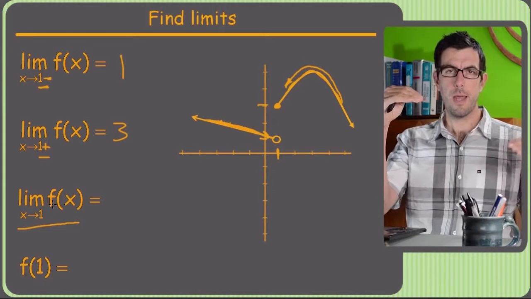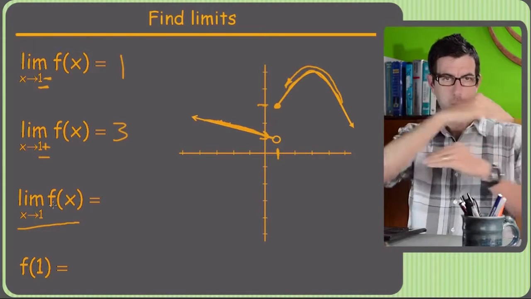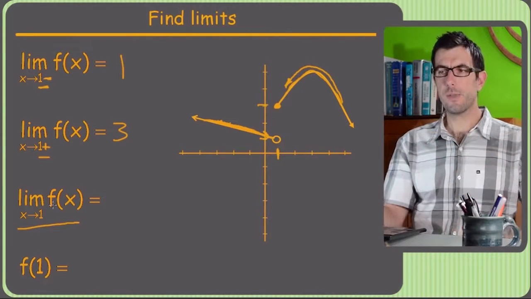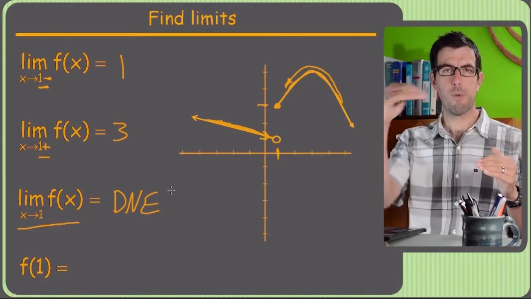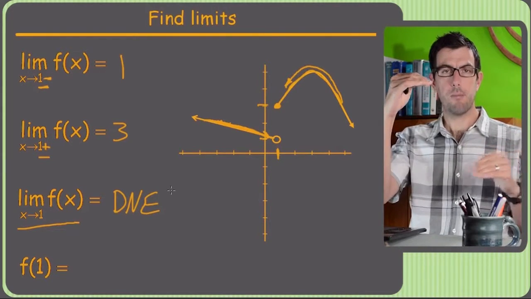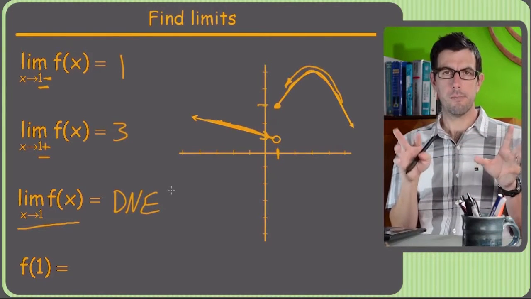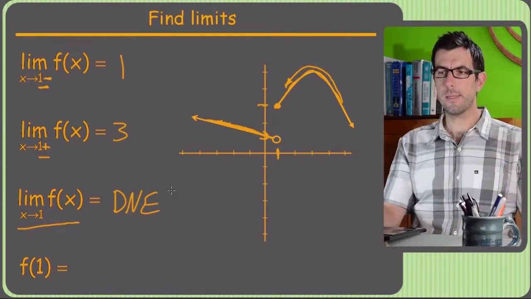Because the left one and the right one don't match up, they're going to miss each other, that means that there's no limit, so the limit does not exist. So ironically, even though the left and the right both exist on their own, because they don't match up, the limit, the big limit, does not exist.